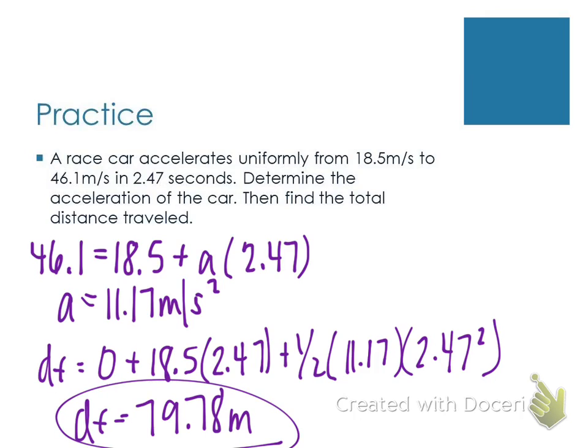Did anyone use the third equation instead of the second? I used the second. Did anyone use the third equation, the VF squared equals VI squared one? If you did, you should have gotten the same answer. It would have worked out exactly the same. Okay? All right.